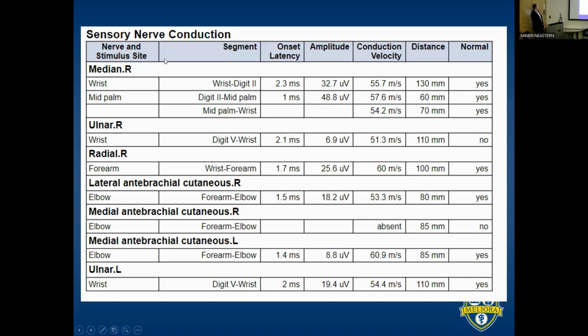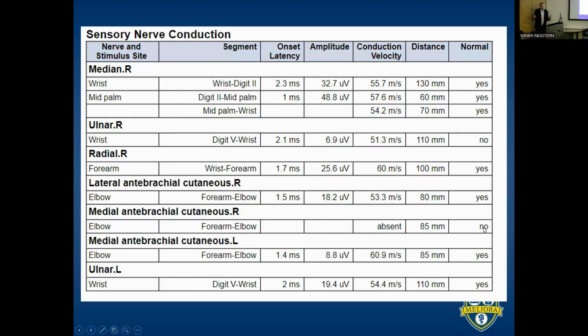Here's their sensory conduction. And what they tested was median, ulnar, radial, and antebrachial cutaneous nerves. This is a very good, thorough EMG done by Dr. Logigan. And what they found was the median nerve had normal conduction velocities, amplitudes, and latencies. And the ulnar nerve had a decrease in the amplitude and increased latency. The radial looked okay, as did the lateral, but not medial antebrachial cutaneous nerve.